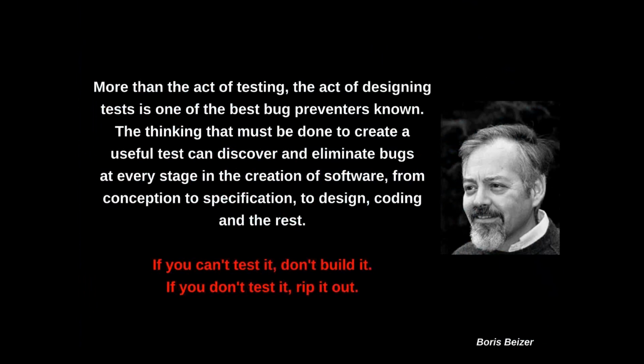The thinking that we have to do to create a test can discover and eliminate bugs at every stage of the creation of software, from conception to specification to design, coding, and the rest. If you can't test it, don't build it. If you don't test it, rip it out. This is true for almost every system that we've got out there. The truth of this has been shown over and over again, but we're not doing it in machine learning. We're not doing it in AI. Or if people are, they're not talking about it at this particular point.